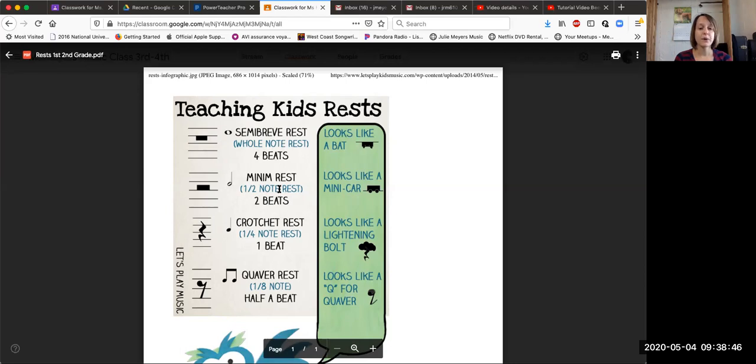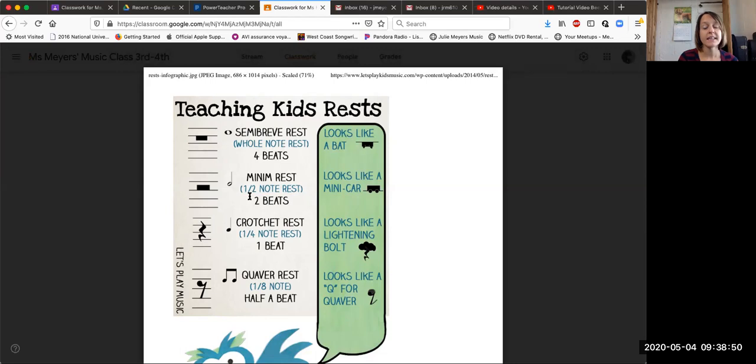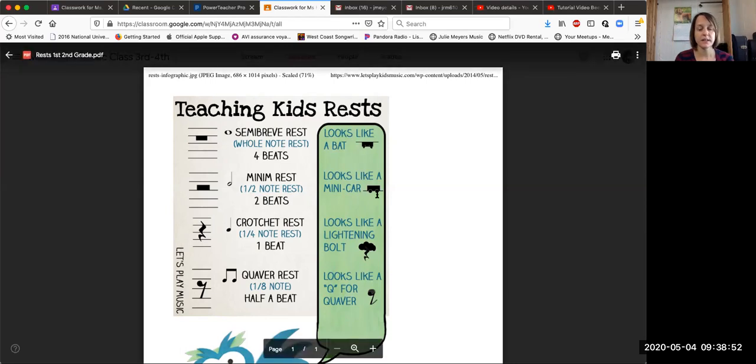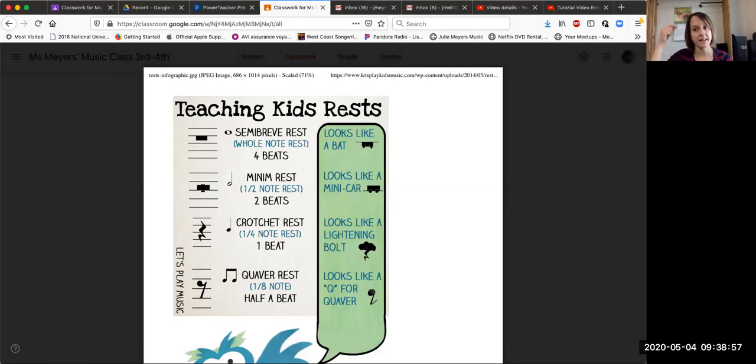The half note rest over here looks like the right side up hat. Okay, it gets 2 beats in a measure. It looks like a mini car. That's what they're saying, but I think it also looks like a hat that's right side up. Okay, so upside down hat is the whole rest. Right side up hat is the half rest. Okay, whole rest, half rest, and then we have this one, quarter rest.